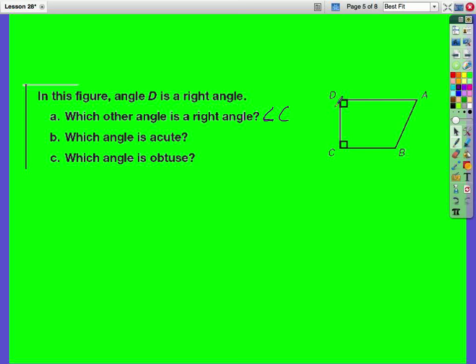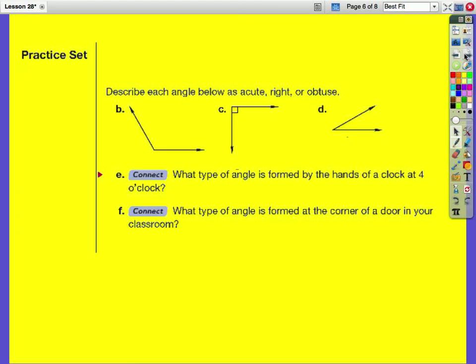Letter B says which angle is acute. Remember, acute and little is acute. Well, notice angle A here is less than 90. Angle B is bigger than 90, because 90 would be right there. So angle A is going to be our acute little one. And we look at it, letter C says which angle is obtuse. That's going to be our big one, angle B. Okay? So we had angle A was acute, angle B is obtuse, angle C and D are both right angles.